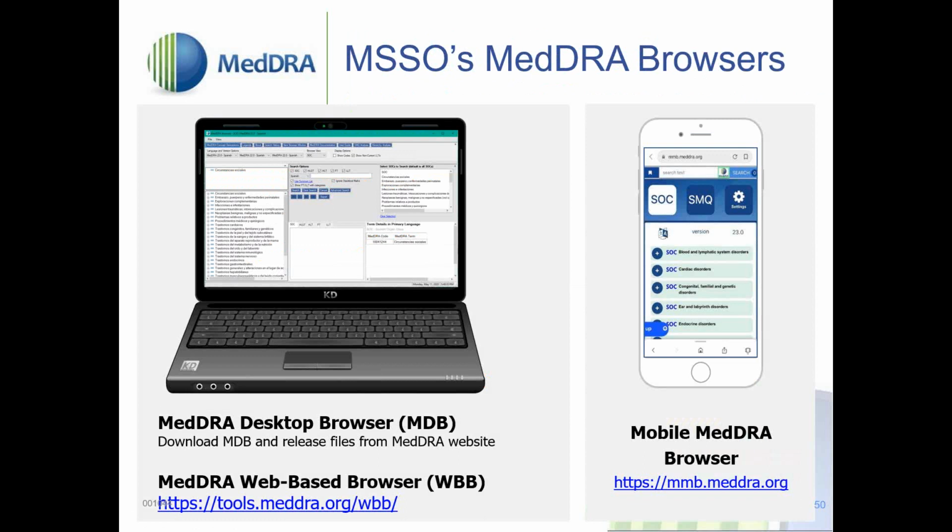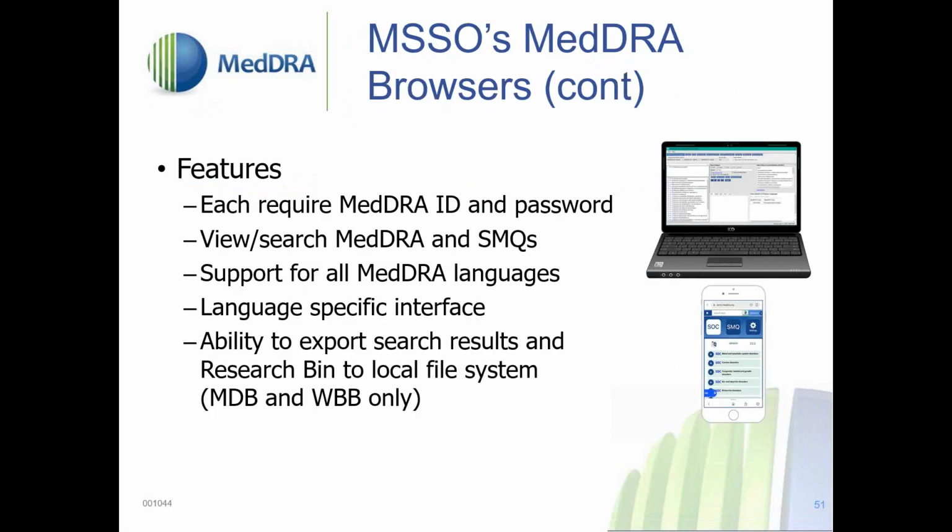Now, how can I explore primary and secondary linkages of PTs in the MSSO MedDRA browsers? So let's look at the features of the MedDRA browsers. Out of the 3 MedDRA browsers provided by the MSSO, one is intended to be installed on local computers. It's the MedDRA desktop browser. It can be downloaded from the MedDRA website together with the release files, and it makes you independent from internet access. The 2 other browsers, the MedDRA web-based browser and the mobile MedDRA browser, of course make you dependent on internet access. But all 3 browsers require a MedDRA ID and a password in order to access them.